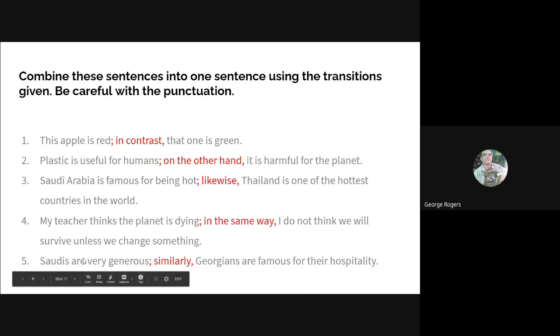All right. So we're kind of saying that both when you're generous and you're famous for hospitality, both of those are similar ideals, that you're treating other people nice. Generous, you might give them money, you might help them. Hospitality is directly saying you're very nice when people come to your house, when people visit your home. So again, talking about Saudis and Georgians are both kind people, is what this one is generally saying. All right, let's go on.